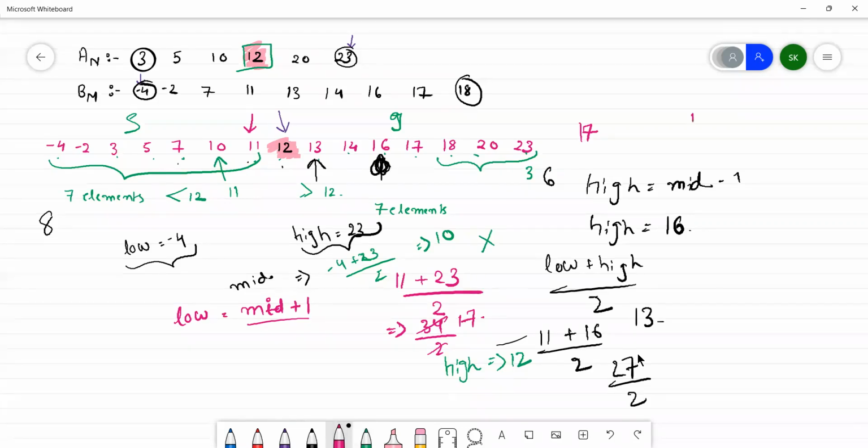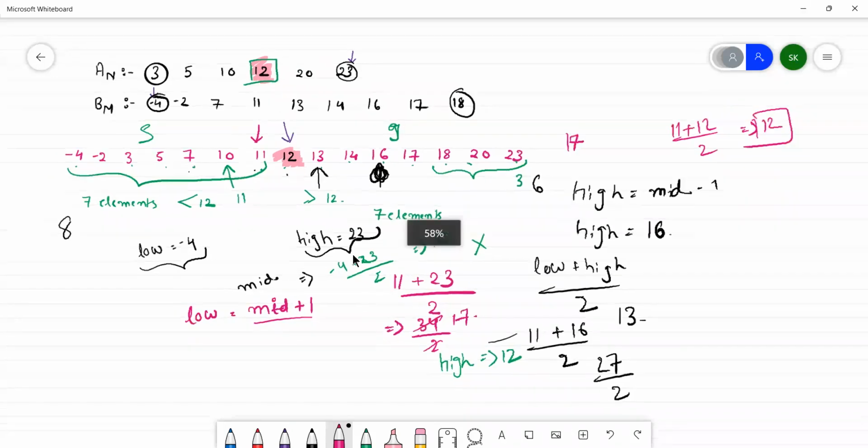Okay, now when you do 11 plus 12 divided by 2, you will get 12. And now you will notice that the number of elements on both ends are equal. And hence you will give your result accordingly. Is it clear to everyone? Are you getting how we are deciding our boundaries in this particular question? The remaining people in the class, are you getting how we are setting our boundaries?